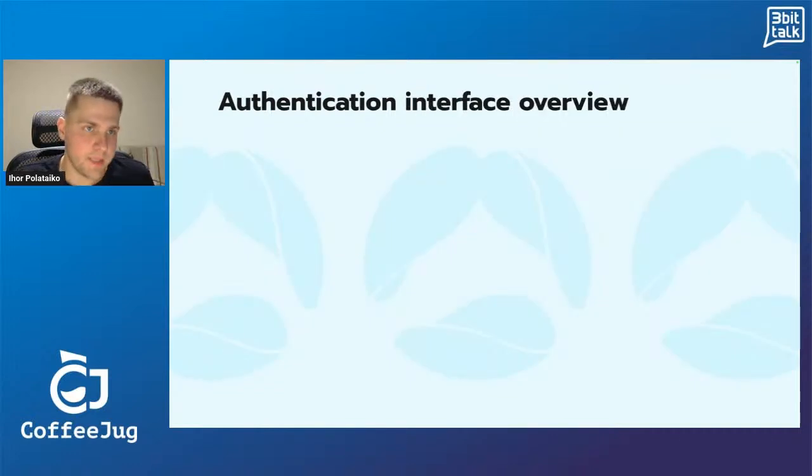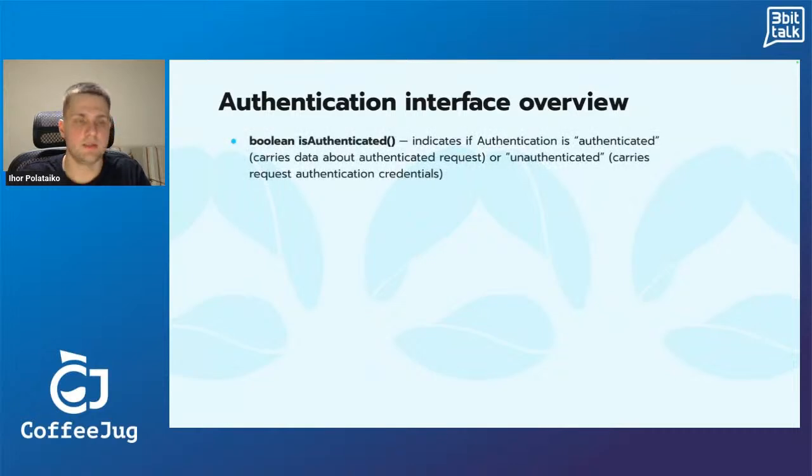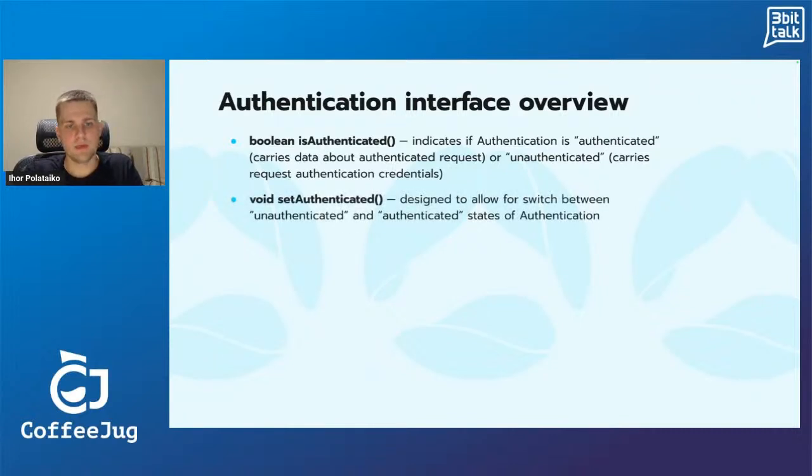And let's take an overview of authentication interface. So what's inside of that? There is a method isAuthenticated, and this method indicates if this authentication is actually authenticated, if it carries the data about authenticated request, or if it's unauthenticated, which means it carries the request authentication credentials. Then there is a method setAuthenticated, and it's designed to allow switching between unauthenticated and authenticated states of authentication. You might leverage or might not leverage it. It depends on your implementation.